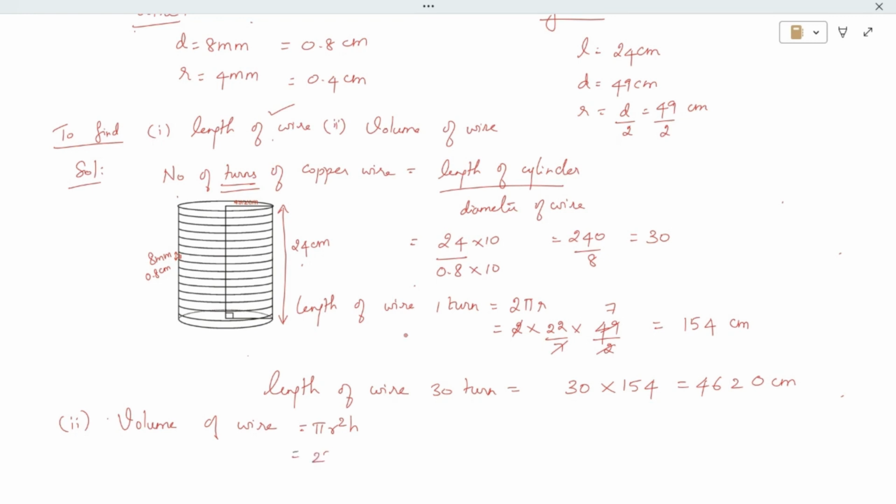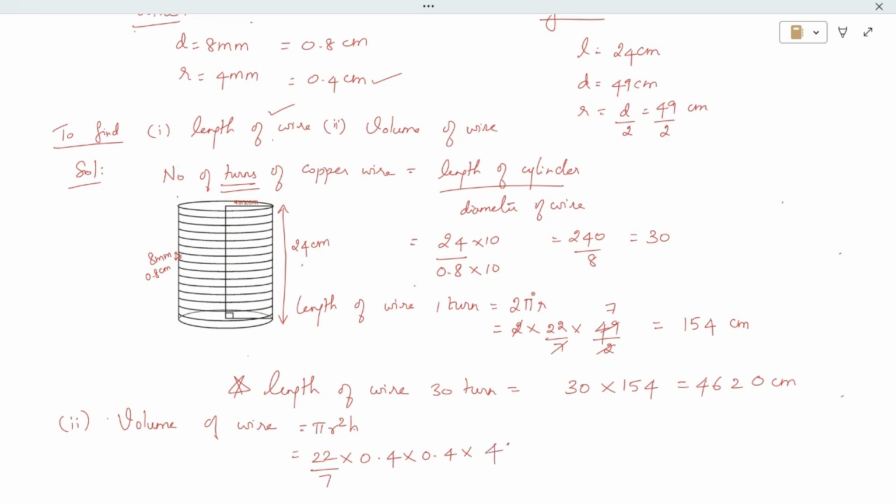So what is pi? 22 by 7, and r is the radius of the wire. Radius of the wire is 0.4 centimeter, so r square will be 0.4 times 0.4, and h is nothing but the height of the wire or length of the wire. So we already found the length of the wire here for 30 turns. That is going to be the height of the wire, isn't it?